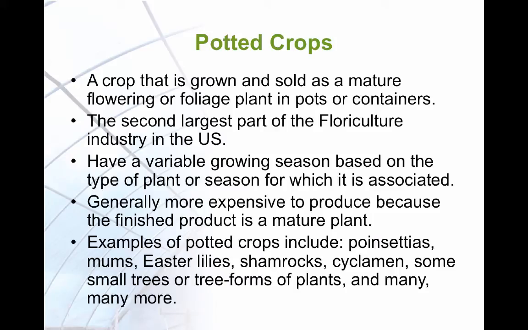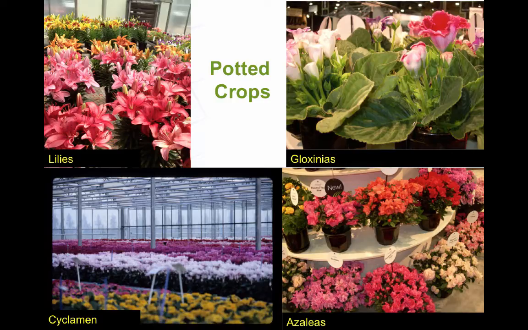Potted crops are mature flowering plants that are produced and sold in pots and containers. They comprise the second largest segment of floriculture. They can be produced year-round or seasonally, depending on the environmental requirements of the plants or the season with which they are associated. They are more expensive than several other types of floriculture crops because of the time it takes for plants to reach a mature flowering state. Examples of potted crops include chrysanthemums, Easter lilies, shamrocks, orchids, and many other species. And here you see some examples of potted flowering crops.